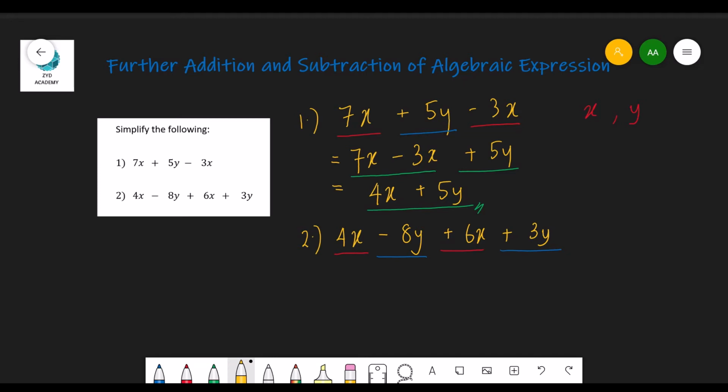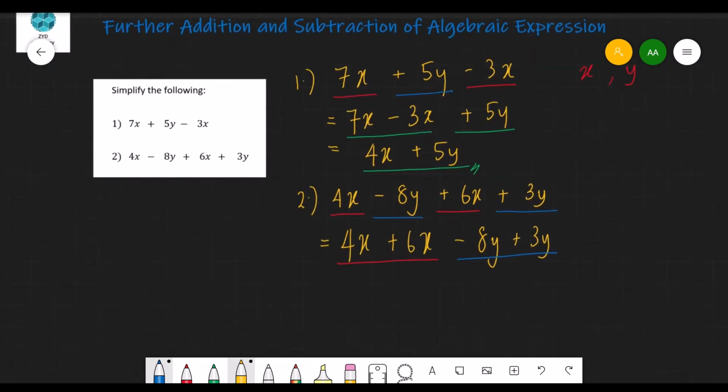To make it simple, we will regroup: 4x plus 6x, minus 8y plus 3y. So we have two different groups here. This is the x group, this is the y group. We simplify: 4 plus 6 is 10, so we have 10x. Negative 8 plus 3 will be negative 5y.